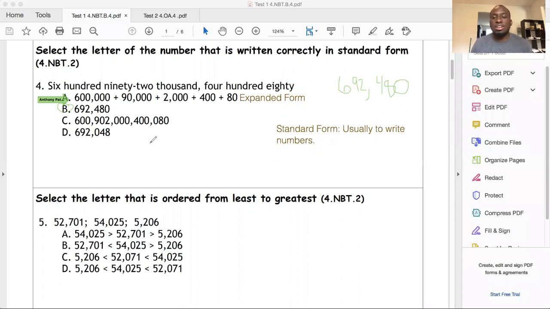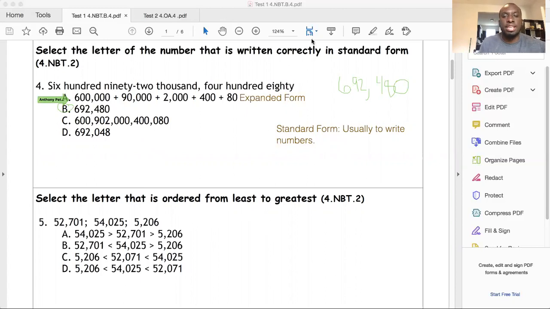Standard form is just me taking that number that's written in word form and writing it as the numbers regularly. Just write it as usual. Moving on to number 5.